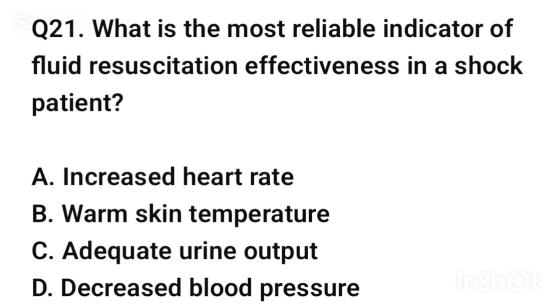Question number 21. What is the most reliable indicator of fluid resuscitation effectiveness in a shock patient? The correct answer is option C, adequate urine output.